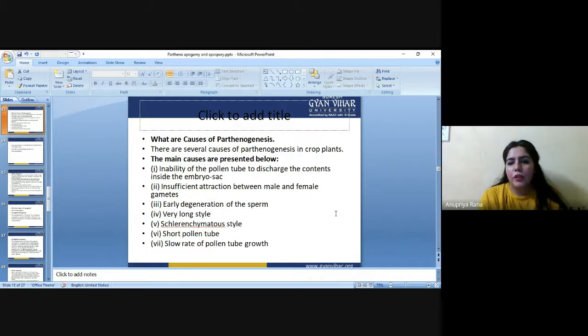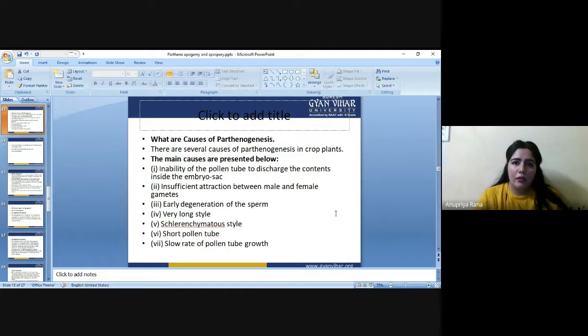The pollen tube cannot discharge the content inside the embryo sac, meaning it is unable to discharge the male gamete inside. Next, insufficient attraction between the male and female gamete. Whenever the male and female gamete come close, they have a chemotaxis activity. If that chemotaxis activity is not sufficient to get them to each other, then also parthenogenesis will take place. Early degeneration of the sperm. Maybe there are several factors which can cause early degeneration of the sperm. In that case, also parthenogenesis happens.